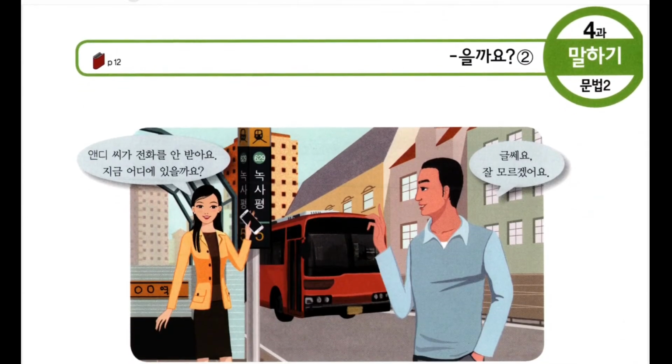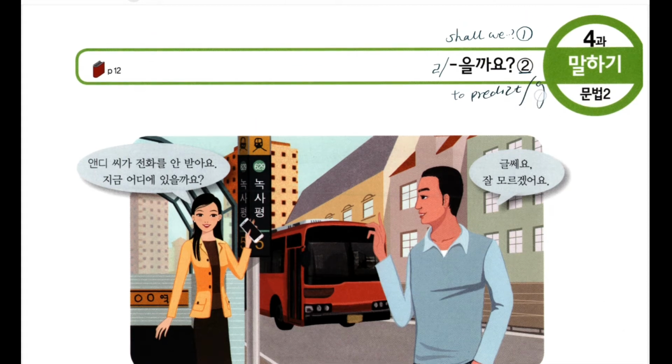Let's go to the next grammar point. Oh, we already learned this. 을까요 or ㄹ까요, isn't it? When do we use it? First function, shall we? However, this is the second function. 자, we use it to predict or to guess.